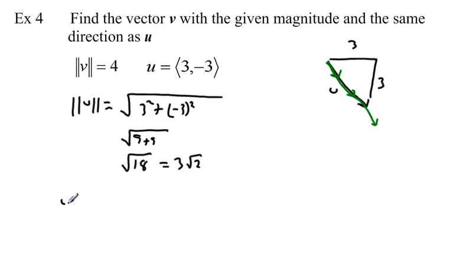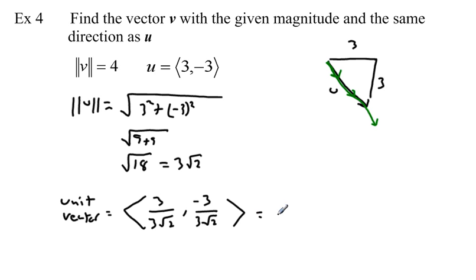Okay, so now the unit vector. The unit vector is those original dimensions over this magnitude. Which we can simplify, and that's going to be 1 over the square root of 2 and negative 1 over the square root of 2. Now that would be this little vector right here. It's 1 unit long in the same direction. We want a vector that is 4 units long in that same direction.